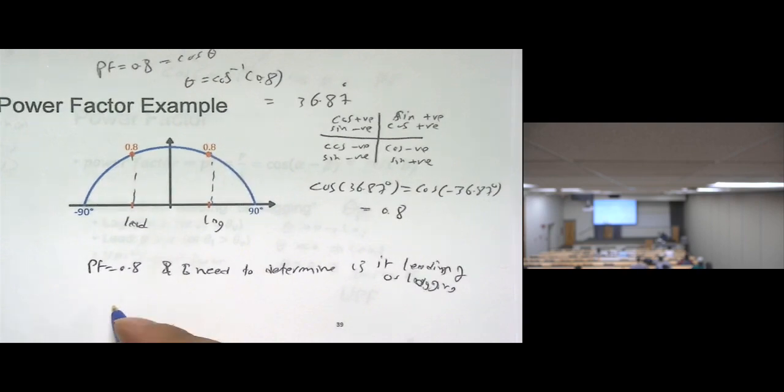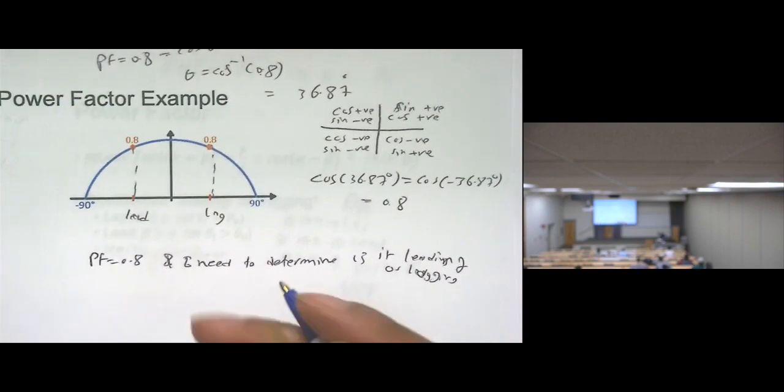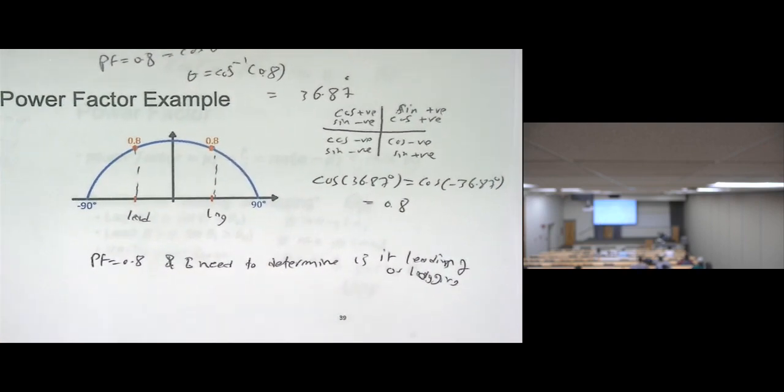So you will see 0.8 and it's lagging. Then I can realize the cosine inverse of 0.8 is 36.87. Since it's lagging, then it's positive. If the question says the power factor is 0.8 but it's leading, then I'm going to find the angle, cosine inverse of 0.8, which will be 36.87. Since it's leading, then I'm going to insert a negative sign.